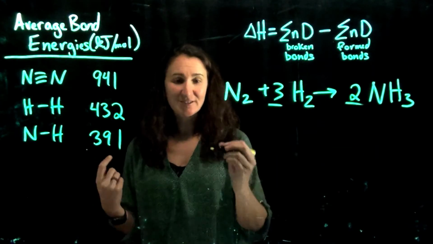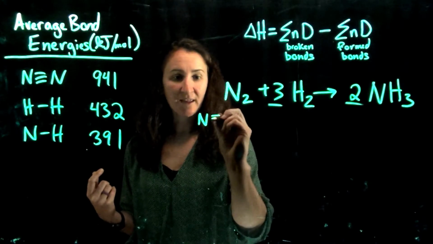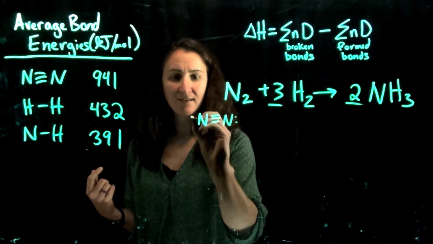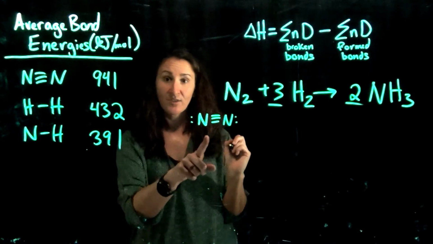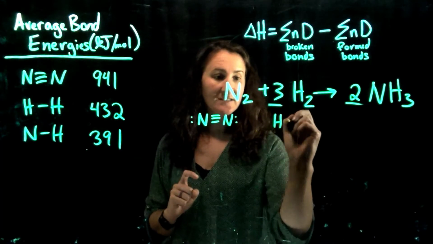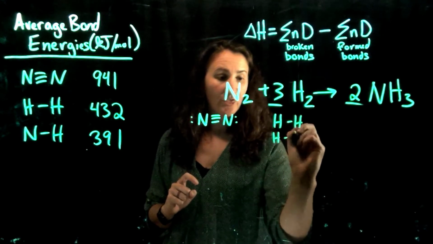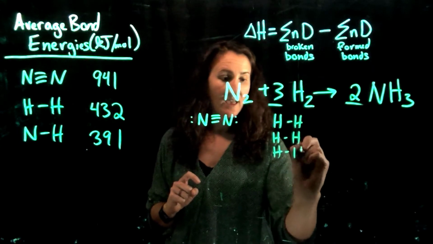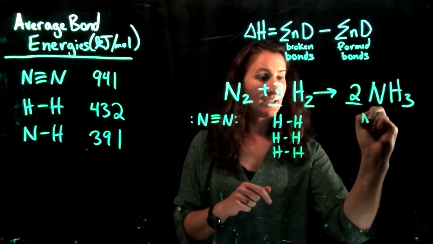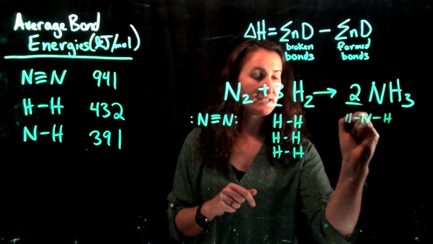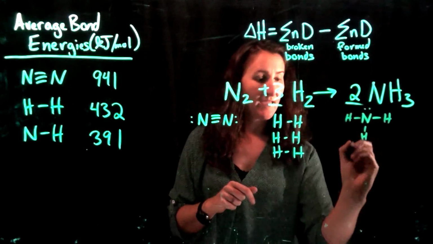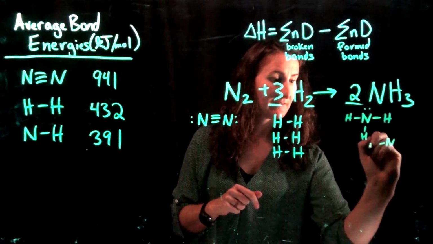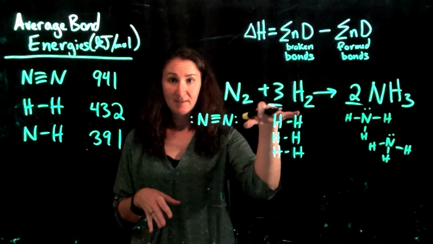And now let's draw the Lewis structures. Nitrogen would be N triple bond, another N like that. There's one of them. Hydrogen is H to H. There are 3 of those. And the last one is NH3, N bound to an H with a lone pair, and there are 2 of these. So now that we've drawn our Lewis structures, let's put them in this equation.